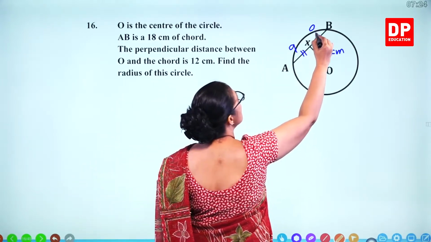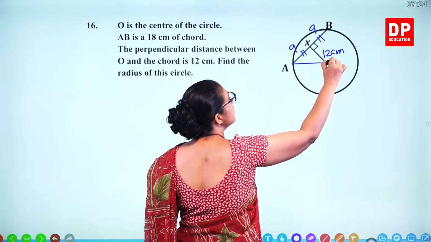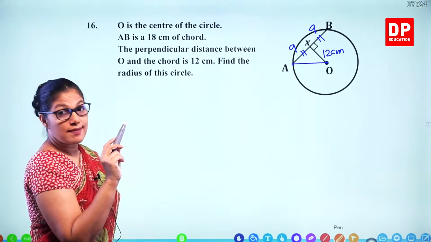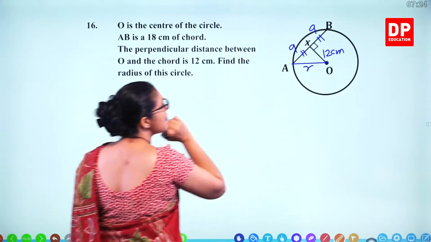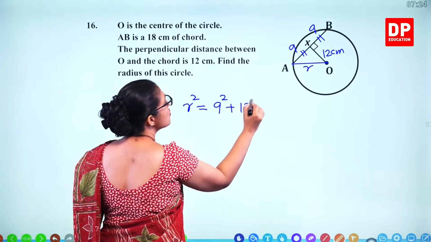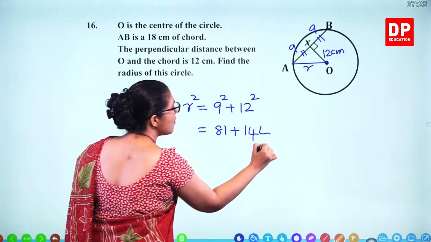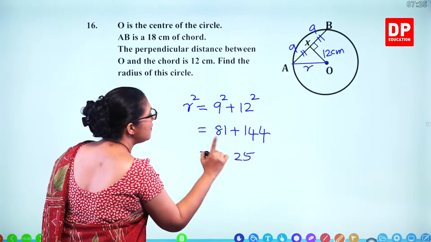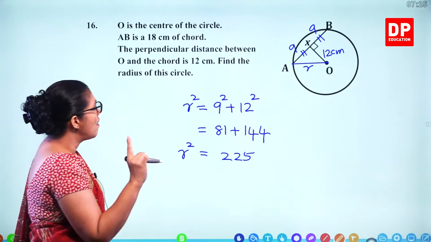9 each. And when you draw the radius here, what happens? You can apply Pythagoras theorem. So this is 90-degree angle and you can easily find out the radius. Radius is r. r squared is equal to 9 squared plus 12 squared. 9 squared is 81, 12 squared 144. You get 5, 8 plus 4, 12 and 2. So what's that? 225 means 15 squared.